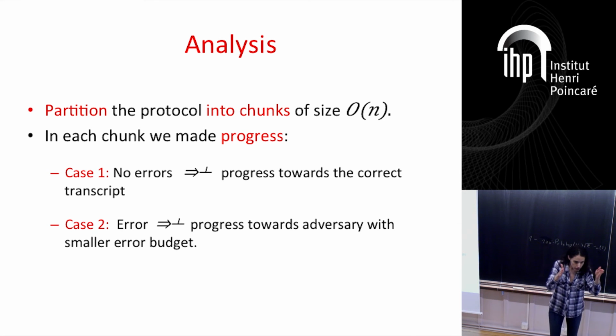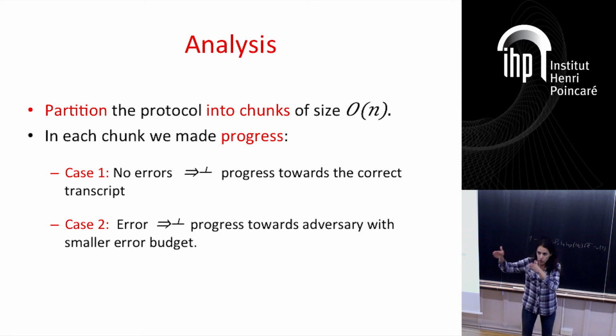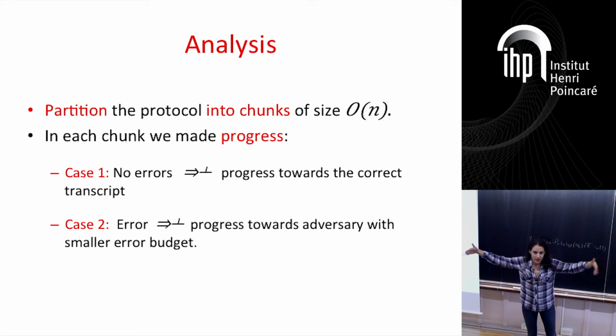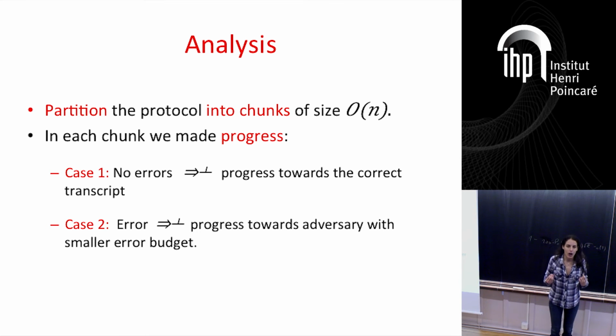So I'm going to look at the first order n bits that were passed overall in the protocol, then the next order n bits, and the next order n, and so on. I'm going to show that for every order n bits that passed, progress was made, and that enough progress was made that after the desired time, we're done. What do I mean by progress was made?